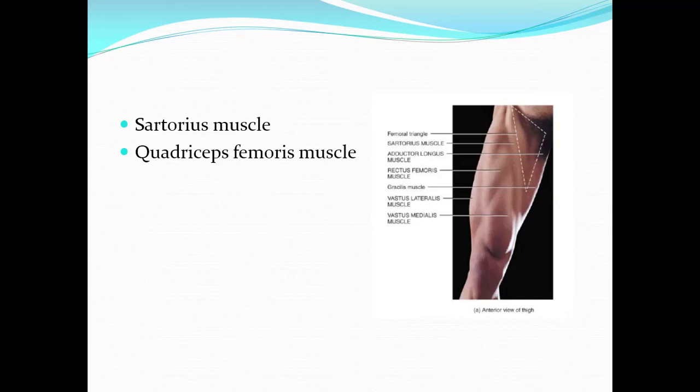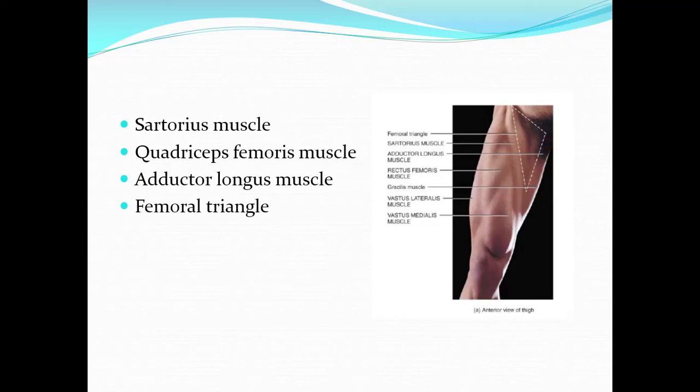Next is quadriceps femoris muscle. Just below the sartorius muscle there is a group of 4 muscles known as quadriceps femoris. So these are the muscles constituting quadriceps femoris. Next is adductor longus muscle. In the upper medial part of thigh you can feel another muscle known as adductor longus muscle. This one is adductor longus muscle.